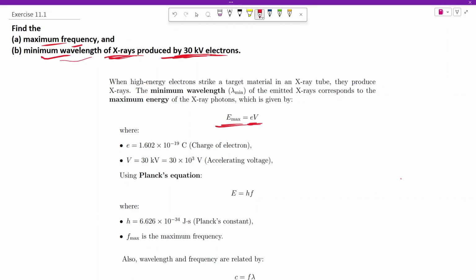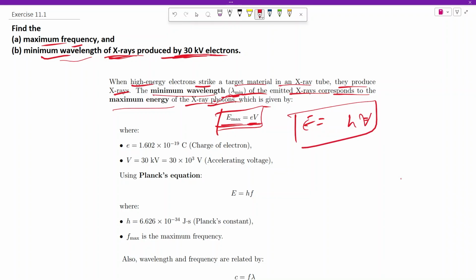So we know that when high energy electrons strike a target material in an X-ray tube, they produce X-rays. Now the minimum wavelength of the emitted X-rays corresponds to the maximum energy of the X-ray photons, which is given by this expression, E max equals e times V. Now how this minimum wavelength corresponds to the maximum energy, we can see that E equals h times nu, given by Planck's equation. Here nu is the frequency, and this frequency is given by c upon lambda.